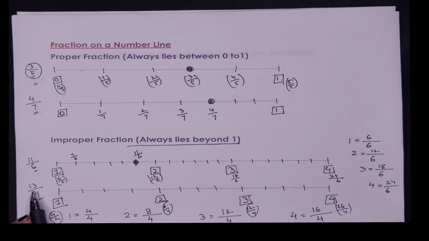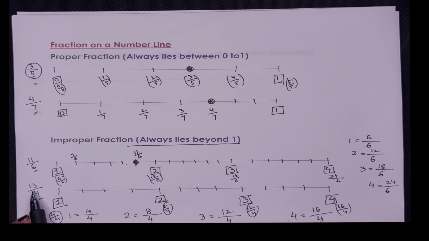Let's go to one last option. Mixed fraction. This is the last type. Mixed fraction always lies between two whole numbers. Plotting a mixed fraction is pretty easy because they already gave you the whole number.